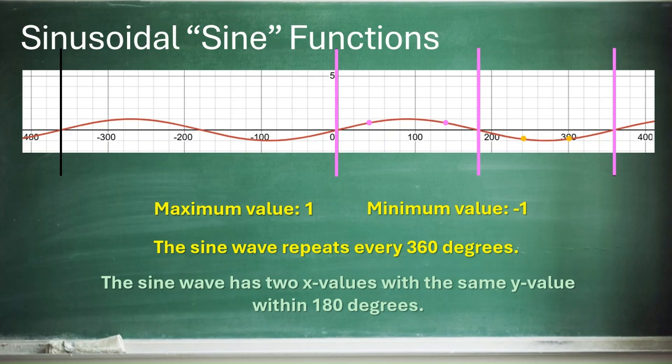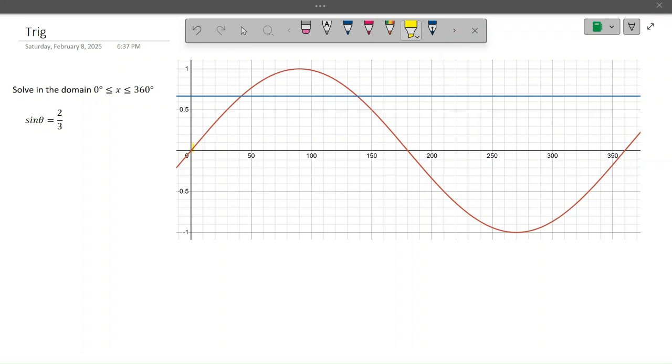And finally, the other thing that is really interesting about sine waves is every value repeats every 360 degrees, because the sine wave itself repeats every 360 degrees. So this value is going to happen exactly 360 degrees later, which is slightly off the graph over here. These are all really important factors when we solve sine functions. Let's solve our first sine equation.